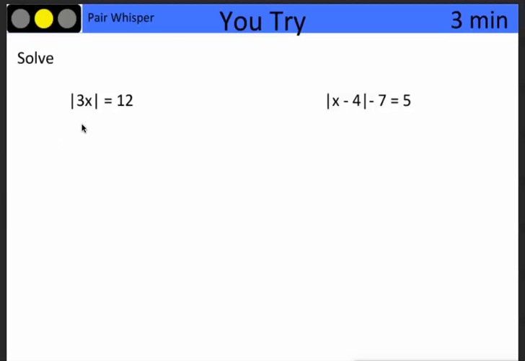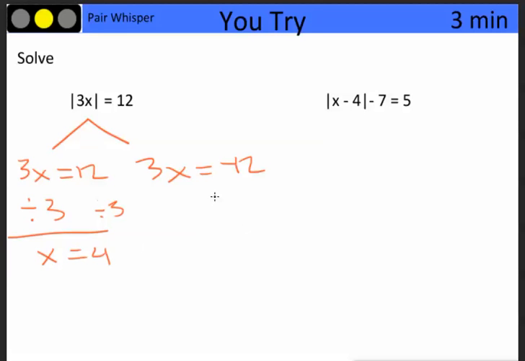Alright, so because we have our absolute value, we know that we need to split this into two different equations. 3x could equal 12, or 3x could equal negative 12. In both cases, we're going to divide by 3, get x equals 4, or x could equal negative 4. 3 times 4 is 12, the absolute value of 12 is 12. 3 times negative 4 is negative 12, the absolute value of negative 12 is 12 also.